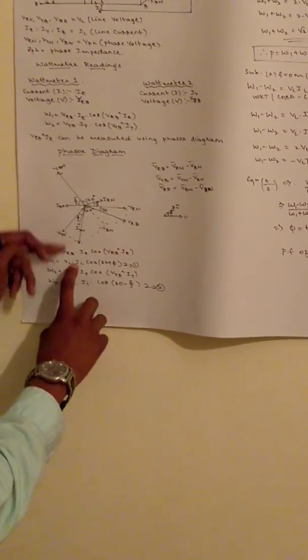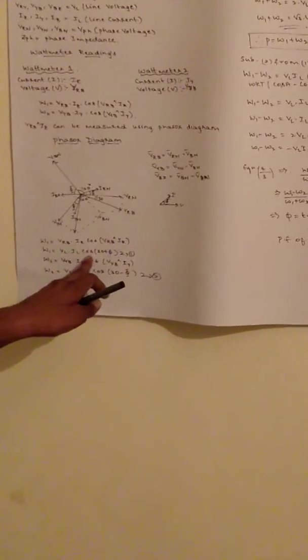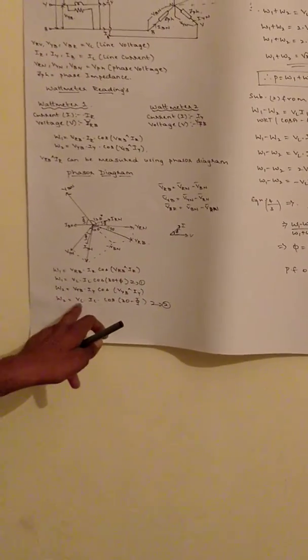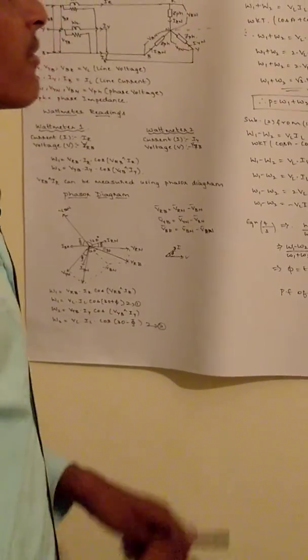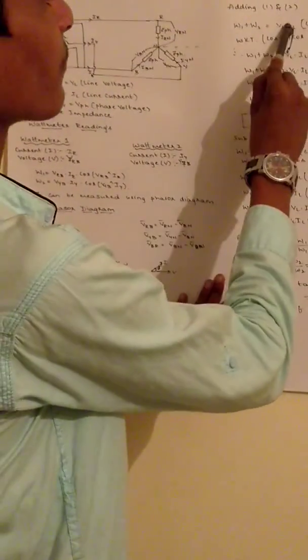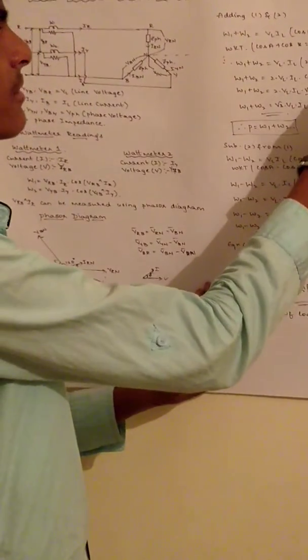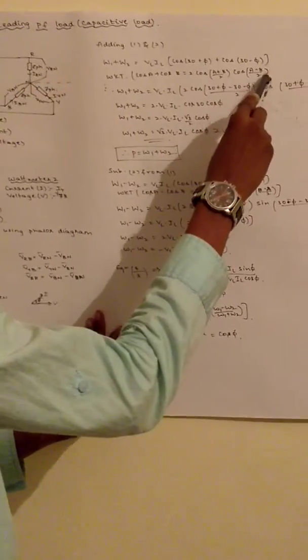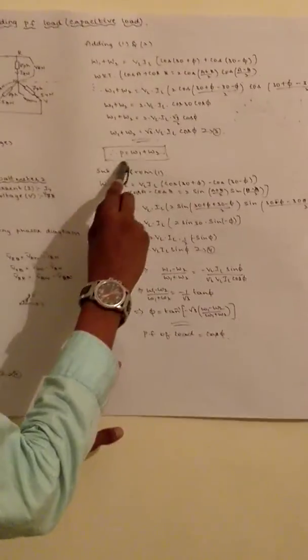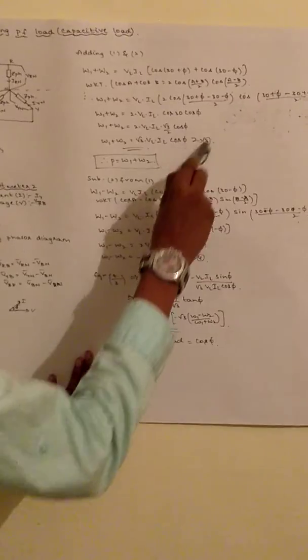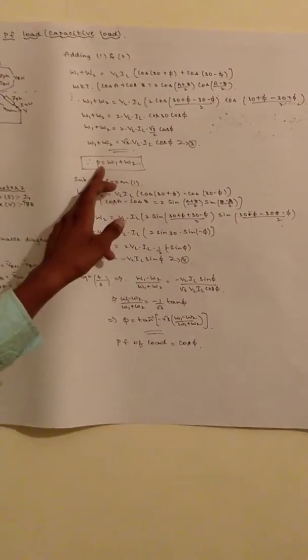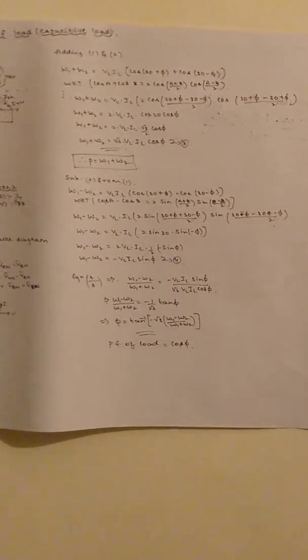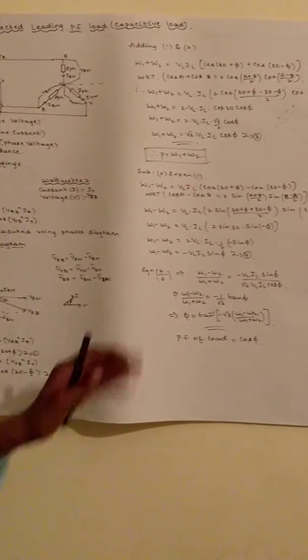Therefore W1 is equal to VL IL cos of 30 plus phi, and W2 is VL IL cos of 30 minus phi. Adding equations 1 and 2, we get VL IL into cos of 30 plus phi plus cos of 30 minus phi. Using the formula cos A plus cos B is 2 cos of (A plus B)/2 into cos of (A minus B)/2, and by further simplification, we get W1 plus W2 is root 3 VL IL cos phi. That is, the total power is the power consumed by wattmeter 1 plus the power consumed by wattmeter 2.